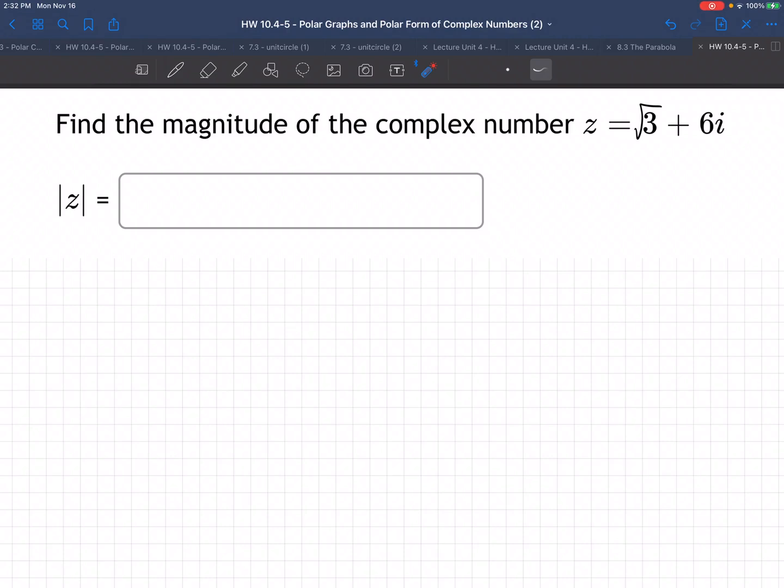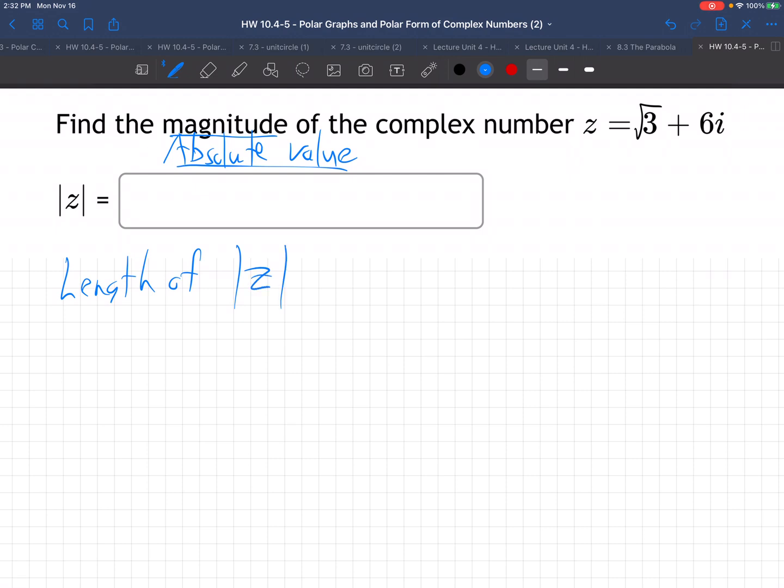Here's an example in which we're trying to find the magnitude of a complex number. It's also called the absolute value. Absolute value or magnitude of a complex number. And so what is it? It's the length of it, the absolute value of it.